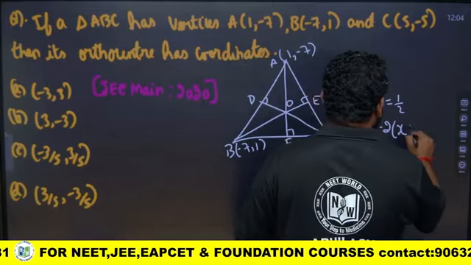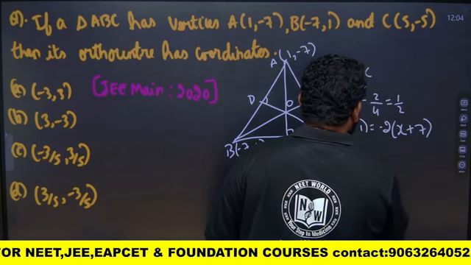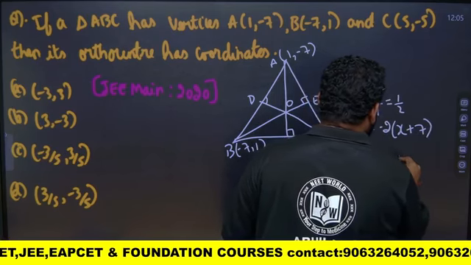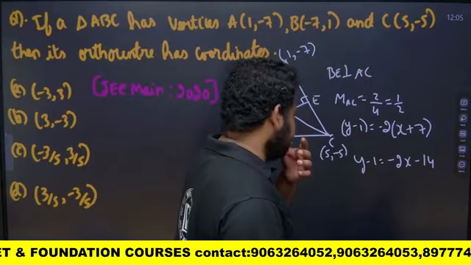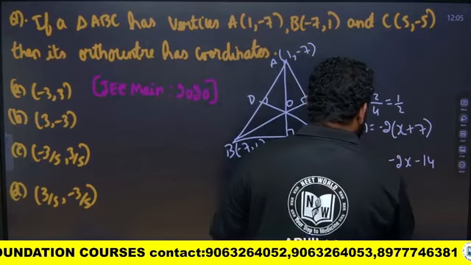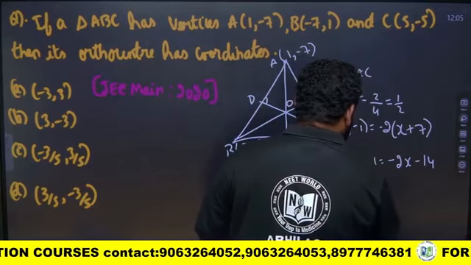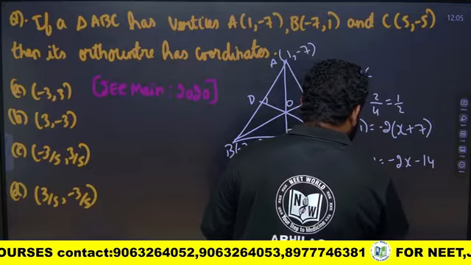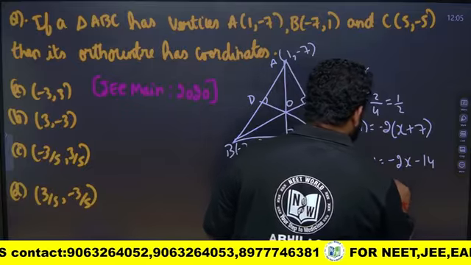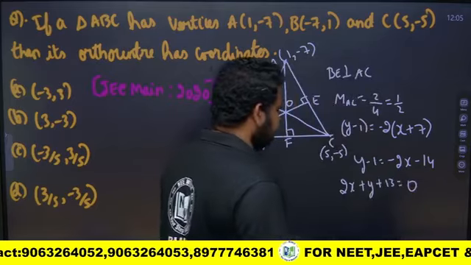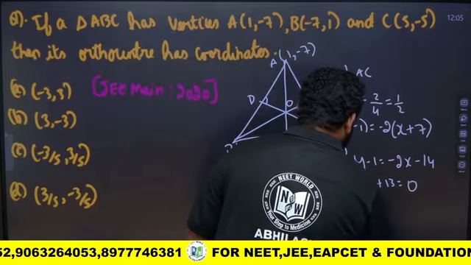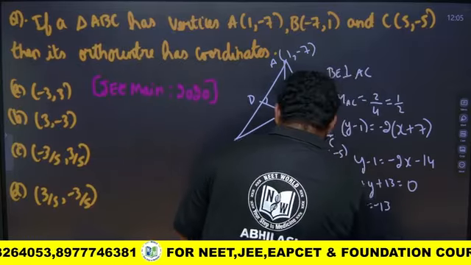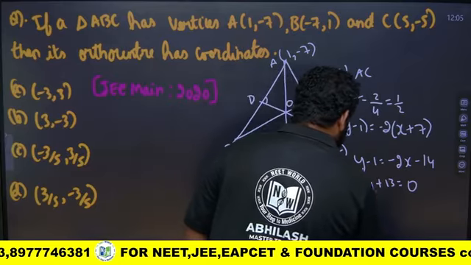x1 is minus 7, so x plus 7. So what will I get? y minus 1 is equal to minus 2x minus 14. If I send it to this side, 2x plus y plus 13 is equal to 0, or I can write it as 2x plus y is equal to minus 13.